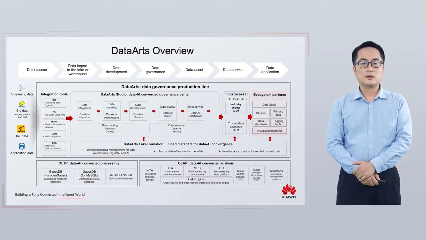Now we have come to the overall technical architecture of Huawei Cloud Data Governance Production Line. Data Ants supports not only our AP data warehouse and big data platform, but also OLTP databases. Let's look at the technical architecture of Data Ants from left to right. Data Ants has many data integration tools and can import data into the lake in real time. The data can be structured, semi-structured, and unstructured. It also supports efficient data integration in batch and data connection from IoT devices directly. It provides quick access to APIs and stream data.